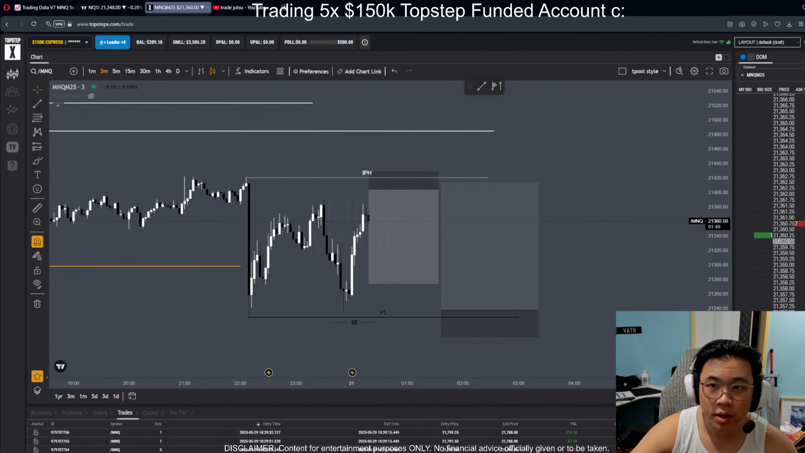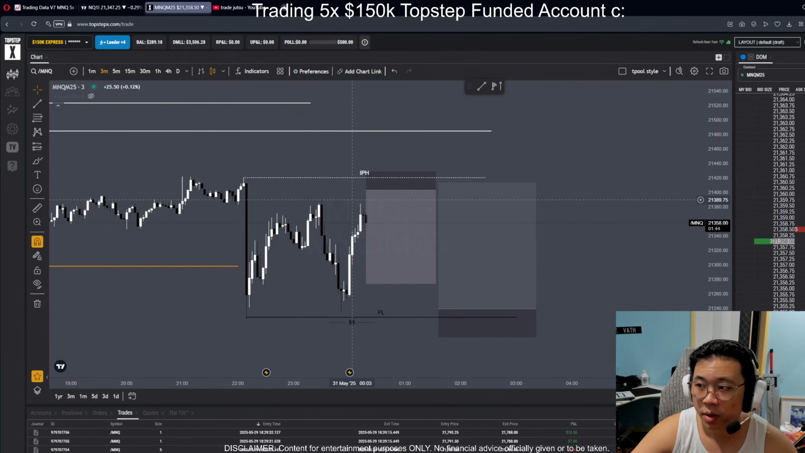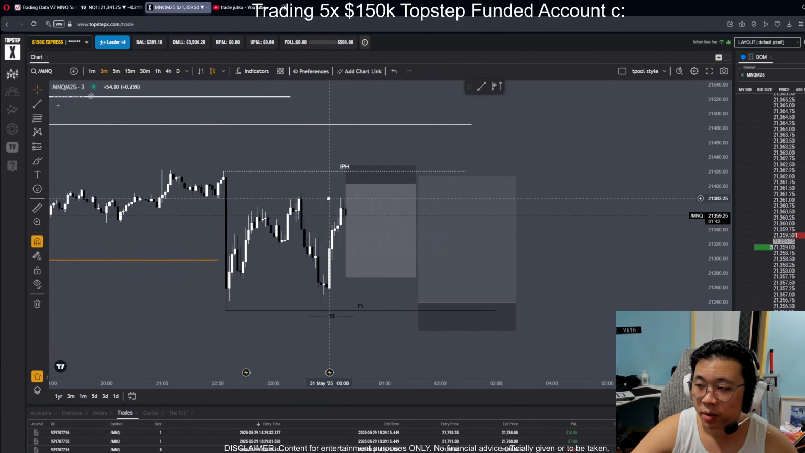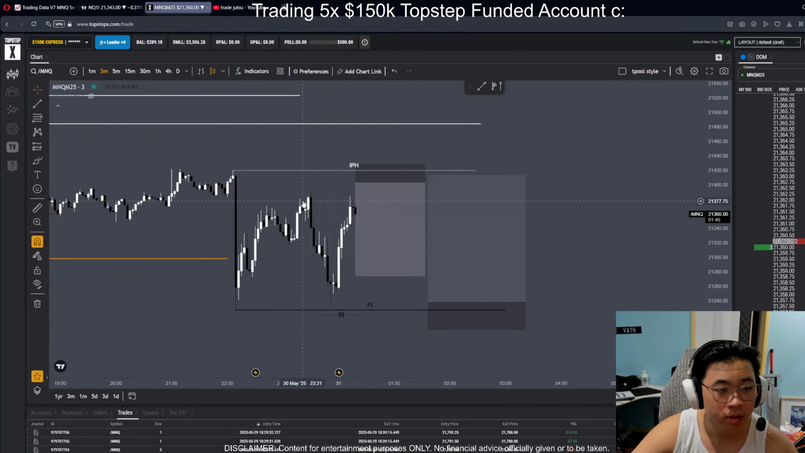I'm not gonna foam it in here. It is a bit of a choppy area. I don't want to take the risk.